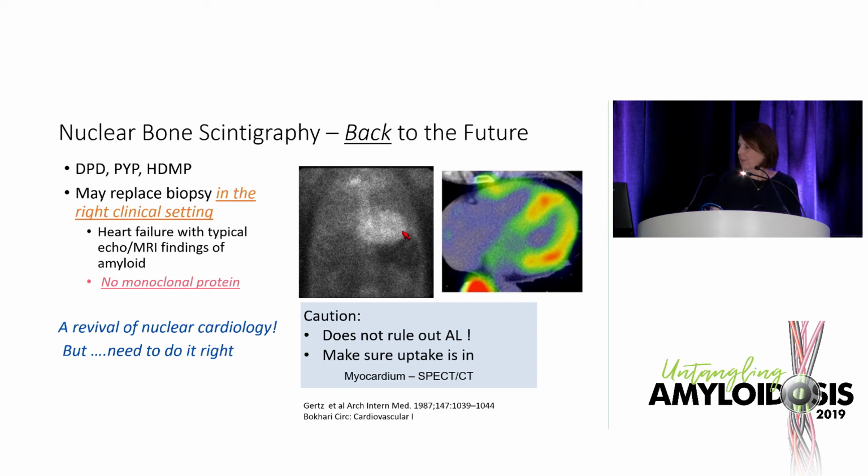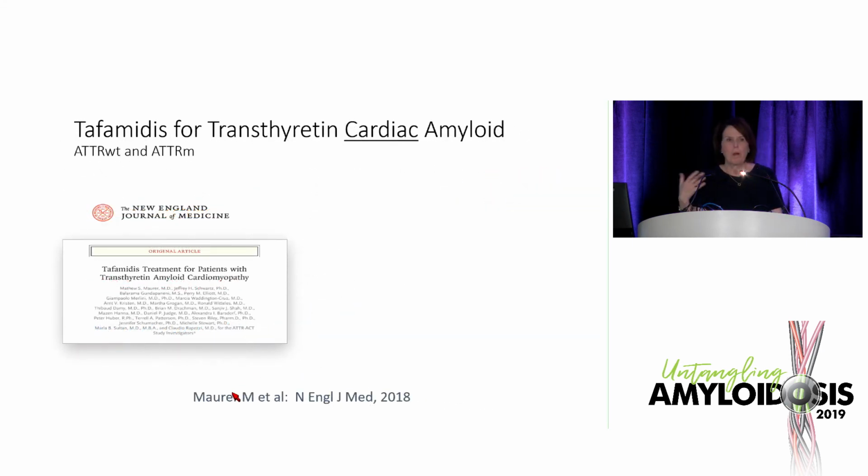So this is what you would see on a SPECT image. This is planar imaging, so you see uptake on the left side of the chest, but that could be bone, blood pool, something else. You really want to see, is it actually in the myocardium? And why is that so important?